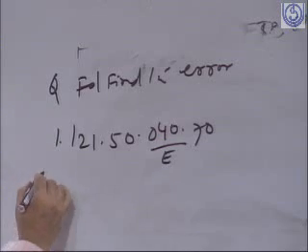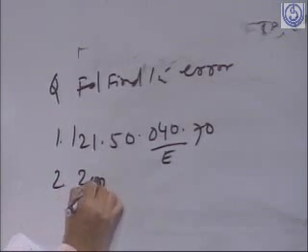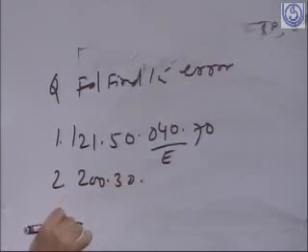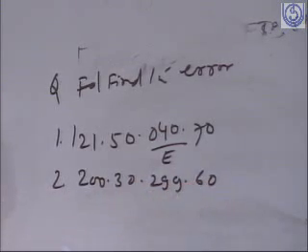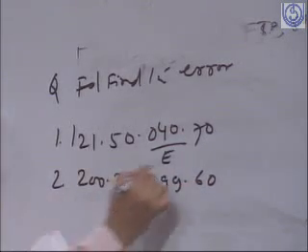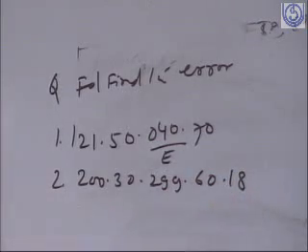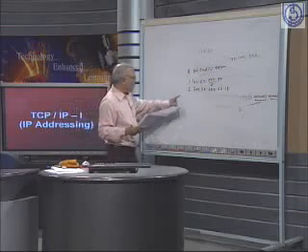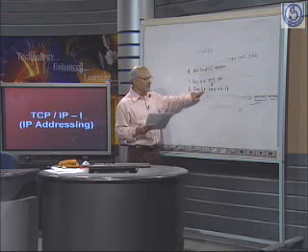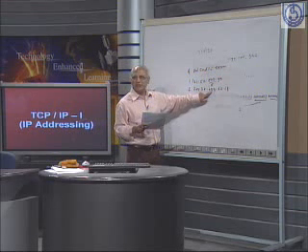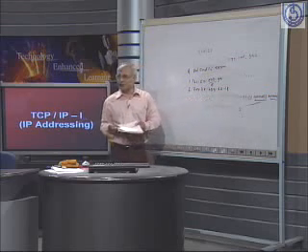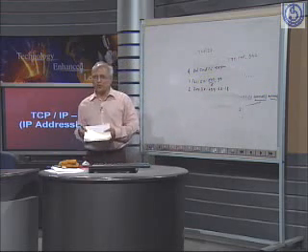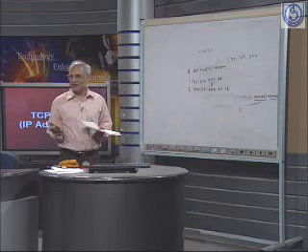The second one, if I am writing like this, 200.30.299.60.18. Now where is the error in this one? I have defined the first byte, the second byte, the third byte, the fourth byte, and the fifth byte. Is it correct or not? It is not correct. What is wrong?